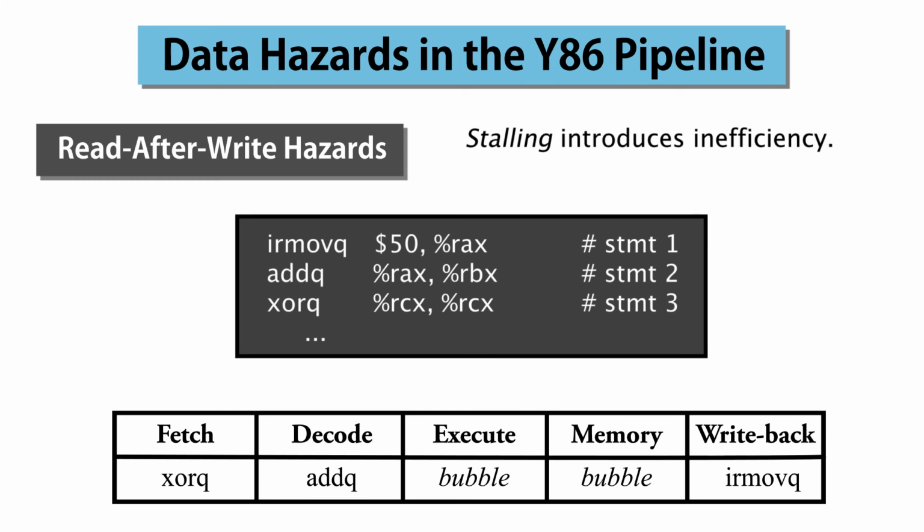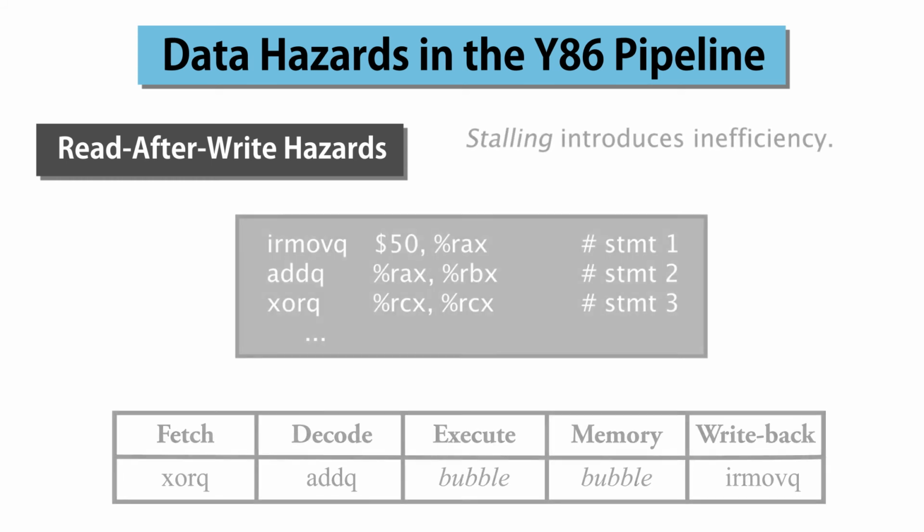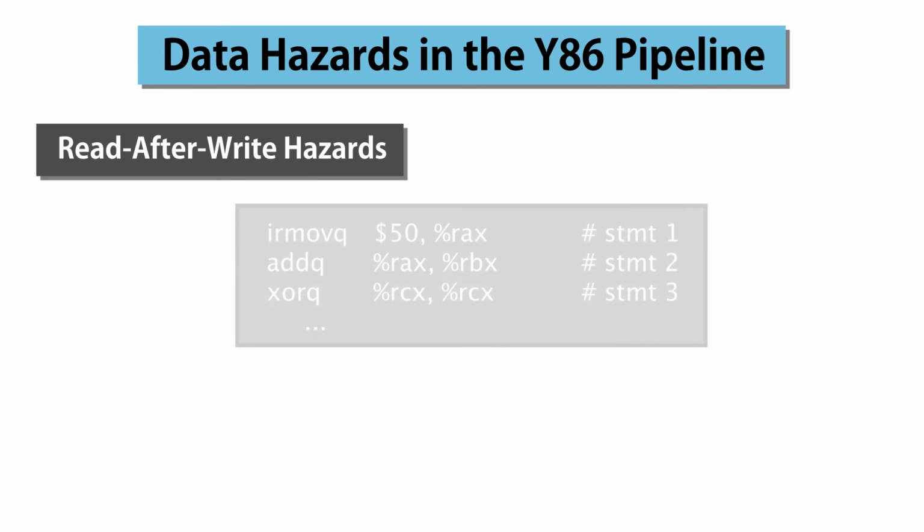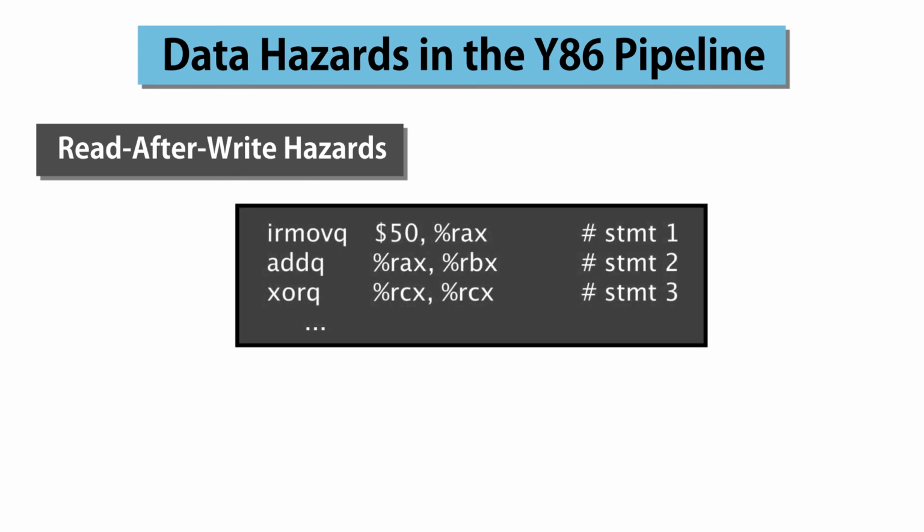There's one additional way of dealing with data hazards that can partially eliminate this penalty. Recall our original code fragment. The data hazard occurs because register RAX is not updated with its new value, 50, until the IR move queue instruction reaches the write-back stage. However, that value actually is available after IR move queue passes through fetch. 50 is an explicit argument to the IR move queue instruction. It's passed from stage to stage in the pipeline and is recorded in the pipeline registers for each stage until it's finally written to RAX in the register file at the write-back stage.